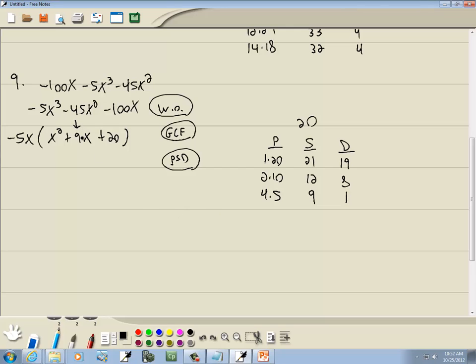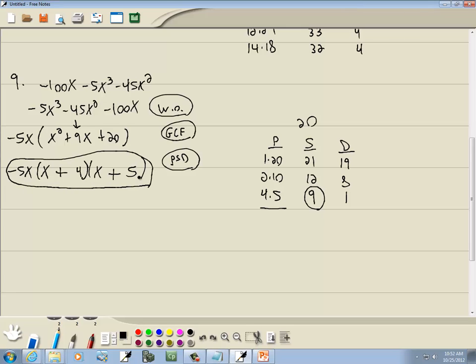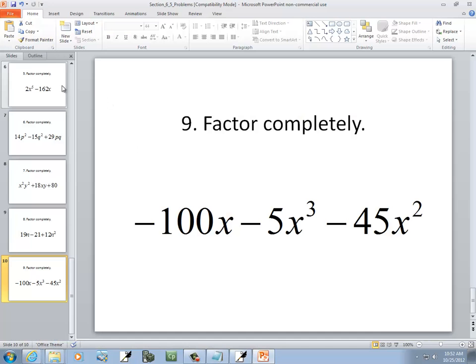The number we're looking for is the number on our middle term, which is 9. So I'm going to use 4 and 5. Now, the larger number in the P column that we're using, which is 5, is going to be the same sign as the middle term, which is positive. The number I circled is in the S column, S for same sign, so if this one's positive, this one has to be positive. And that's our answer. And the end of that section.